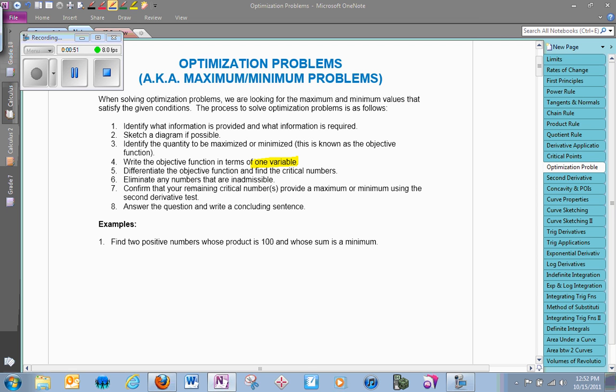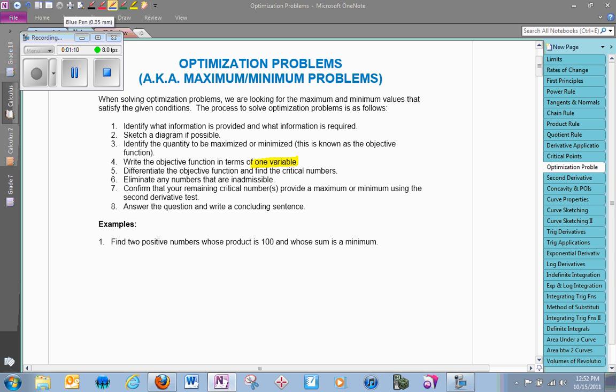We want to differentiate, or take the derivative of, the objective function and find the critical numbers. We want to eliminate any numbers that are inadmissible. And then we want to confirm by using a table or chart, or the second derivative test, to make sure that it is a maximum or minimum. And then lastly, because it is a word problem, we do need a concluding sentence.